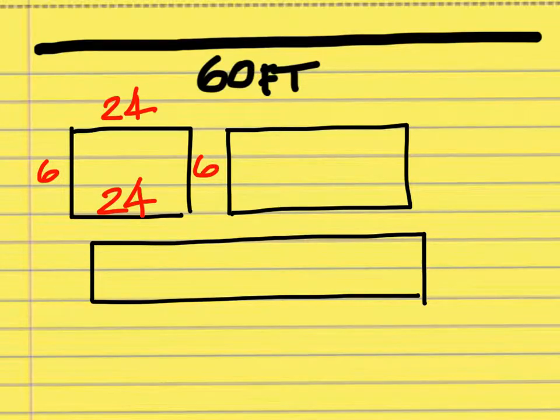Now, that's 6 feet wide. That's not a whole lot of room for a dog to go in circles. He might just be able to prance back and forth 6 feet. He could run 24 feet, that's fine.